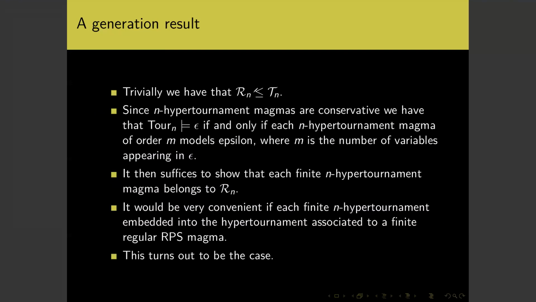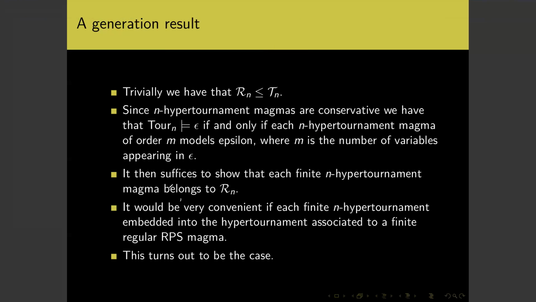Okay, so one containment is trivial. All the rock, paper, scissors magmas are tournament magmas. And since N-ary hypertournament magmas are conservative, an identity epsilon in M variables holds for the N-ary hypertournaments if and only if each N-ary hypertournament magma of order M models epsilon. So it would be enough to show that each finite N-ary hypertournament magma is in the class of subalgebras of Rn. Oh, well, actually, I took Rn to be the variety, so that's not what I mean either. This is just a silly typo.